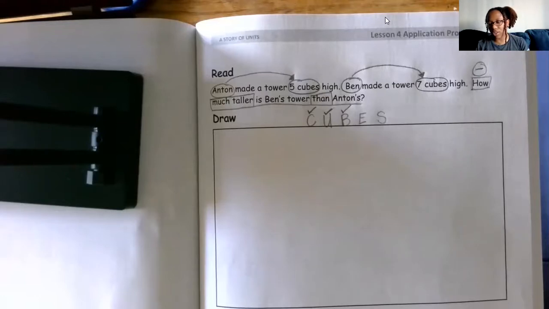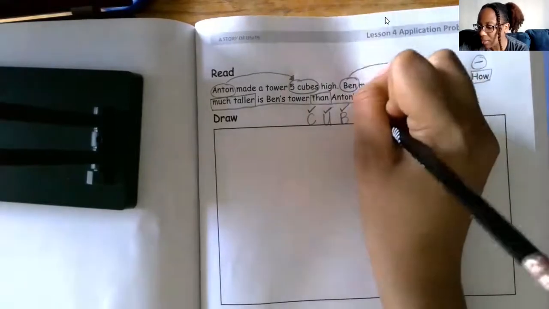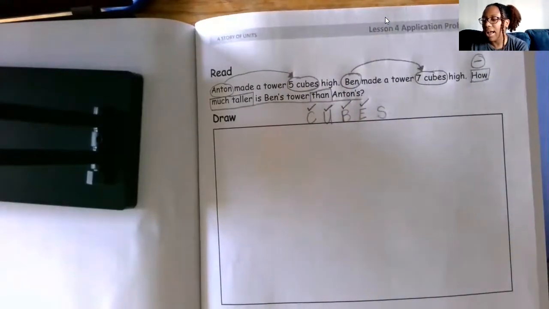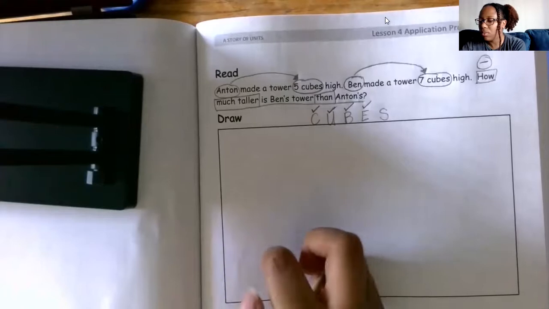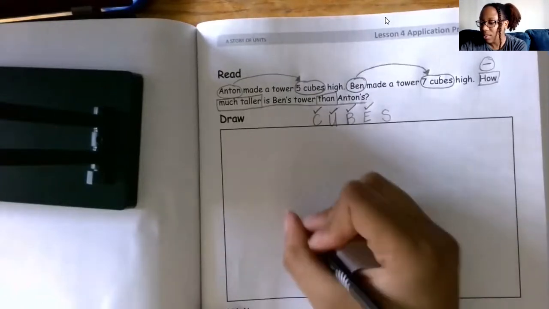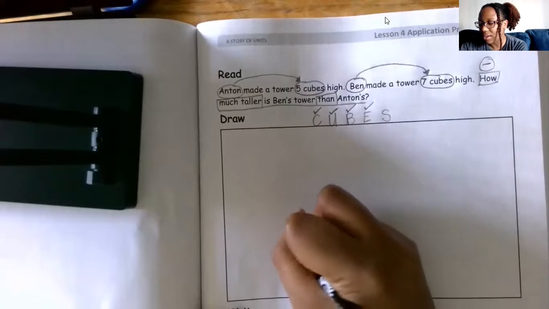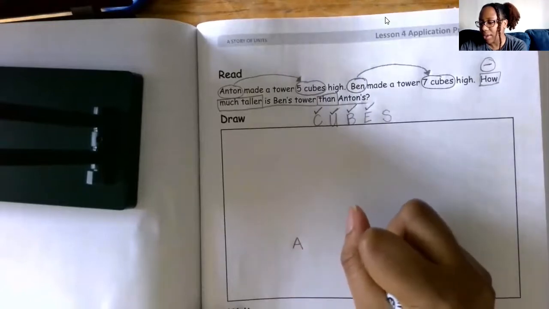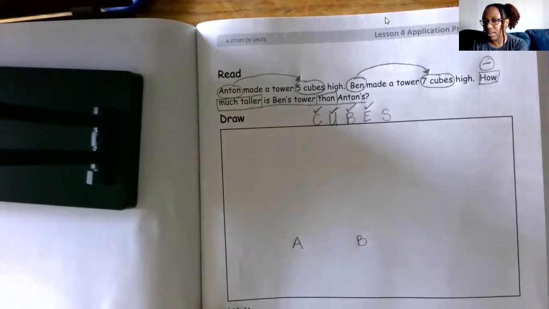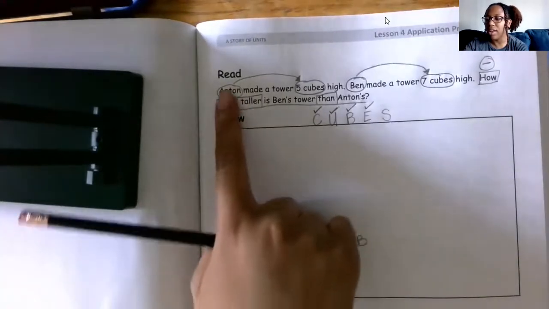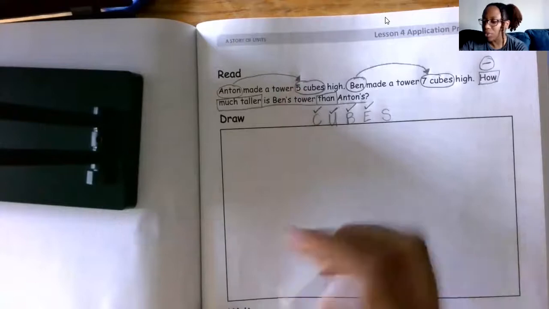All right, so I did evaluate that. I thought about what I know, and I know that I have two people, and I'm going to label. I know these are towers, so they go up and down. So I'm going to do A for Anton right here, and B for Ben right here. If your picture looks a little different than mine, that is okay. And Anton's tower is, how high is this tower again? Let me look at my arrow. I see Anton, and it is 5 cubes long.